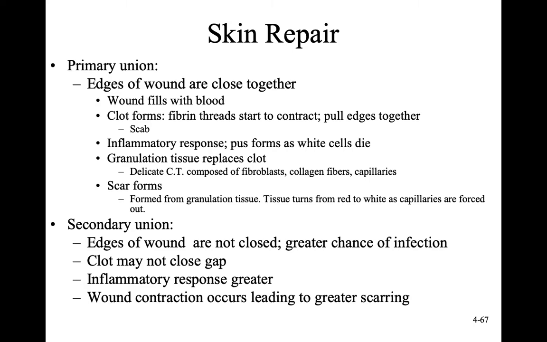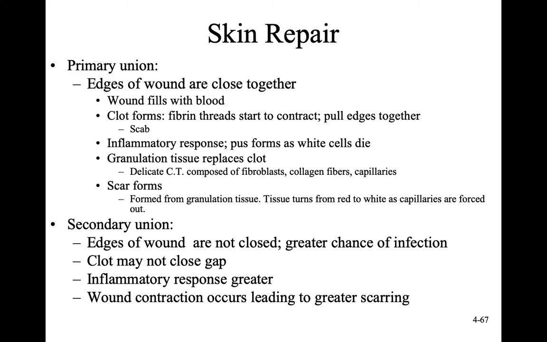So let's first look at primary union. In this, the edges of the wounds are close together enough that essentially blood, which forms a clot, can fill that space in between. Now the clot forms, and it actually will find a meshwork in between the two edges that will actually pull the edges closer together and actually help to form a bridge. In this case, what we call a scab.